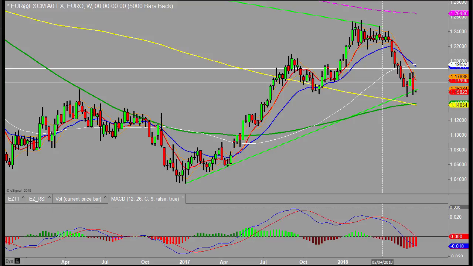So looking at the euro dollar, and I'm just looking at the weekly chart. I don't normally look at this on a daily basis as such. Well, not on the videos anyway.